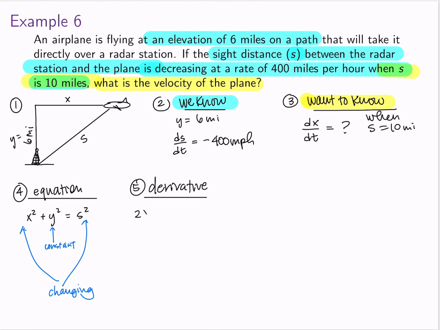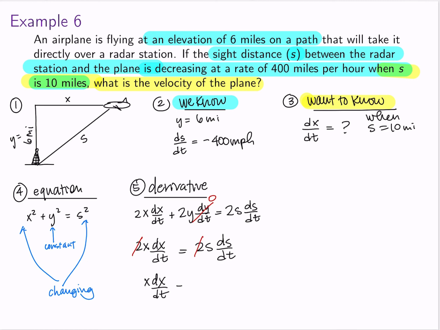Okay, now I need a derivative. So I'll take my derivative. I get 2x dx dt plus 2y dy dt equals 2s ds dt. But I know that dy dt has to be 0 because y is not changing. So I can make my equation a little easier and say this is 2x dx dt equals 2s ds dt. And I can go one step further because everything has a 2. They can cancel, and I have that x dx dt equals s ds dt.